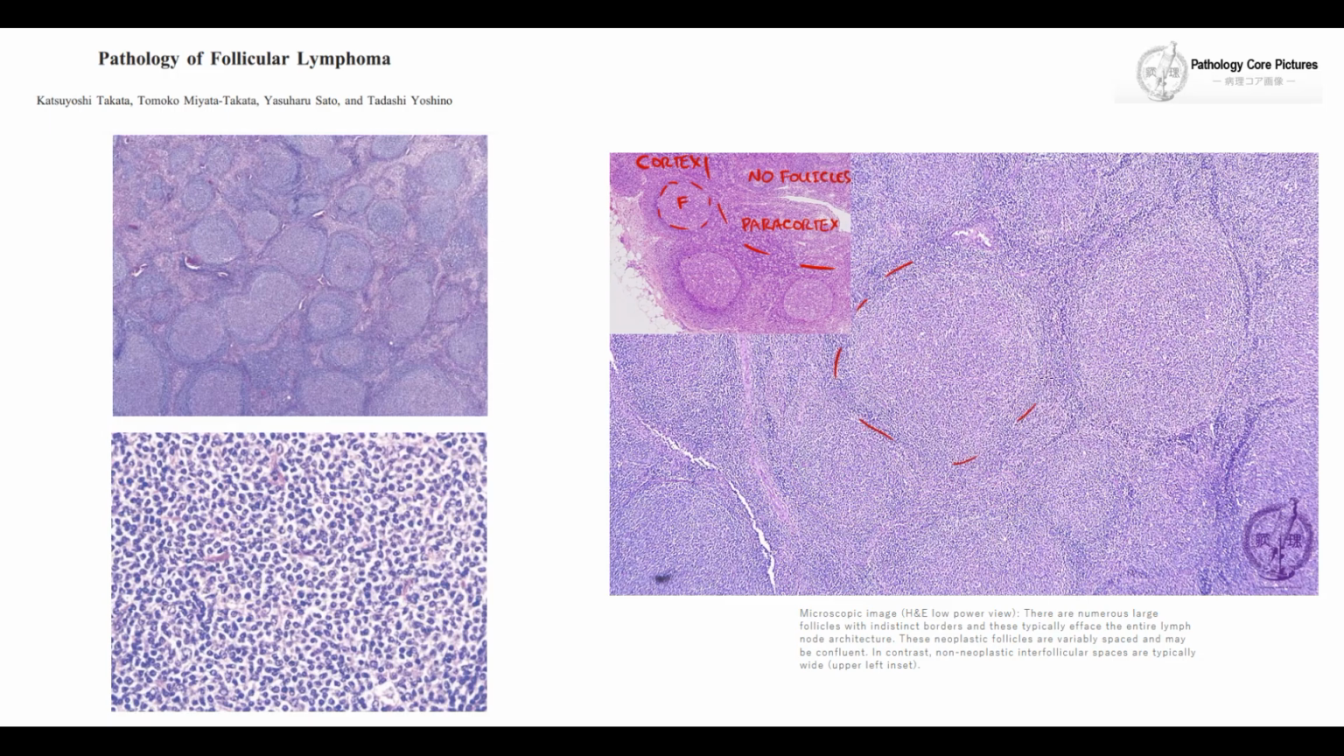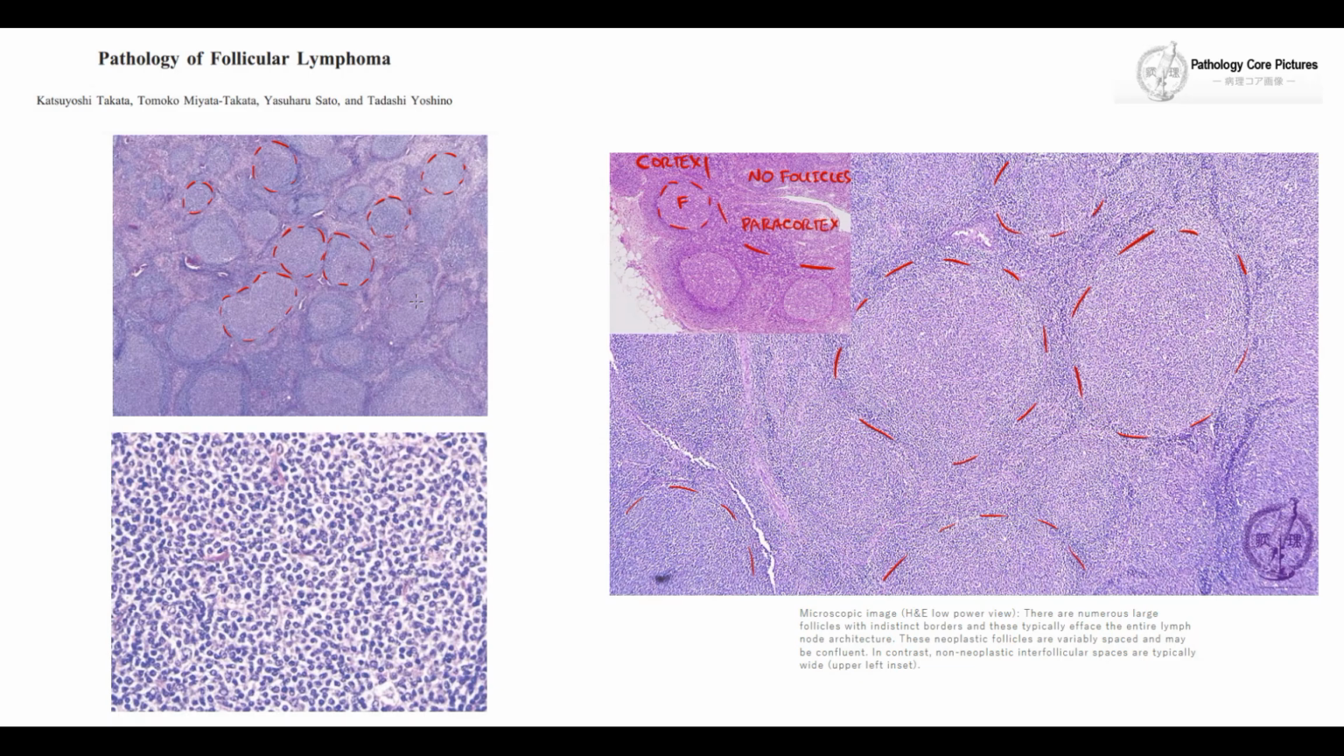And now look at the left panel. What do you see? Nodules, everywhere. Back-to-back follicles filling the entire lymph node. These are the neoplastic follicles. And notice something critical. Their borders are indistinct. They blur into one another. So, in follicular lymphoma, neoplastic follicles obliterate everything. Cortex, paracortex, sinuses, the entire lymph node is replaced.